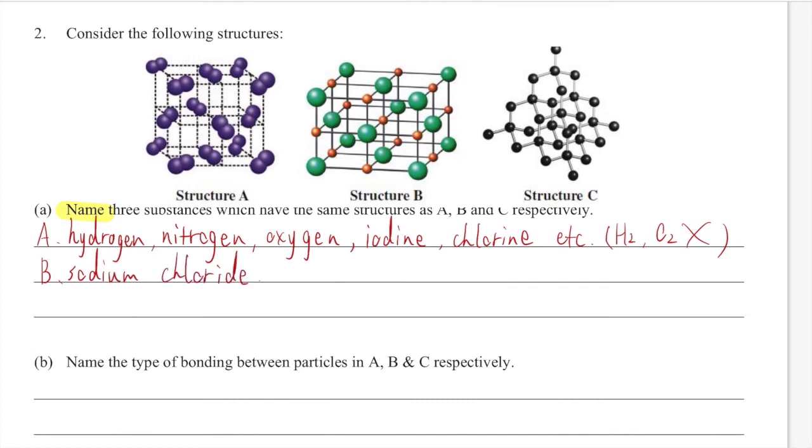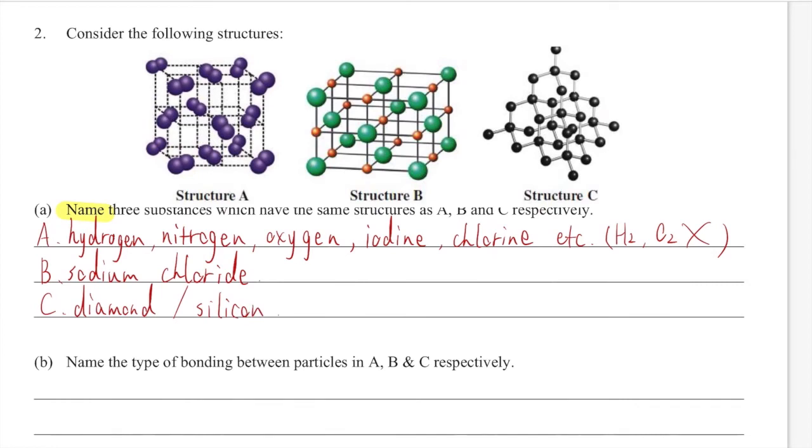Okay, then move on to C. For C, you can see again it has a giant structure, and it forms a tetrahedral shape for each small unit. So that's the structure that you have learned for diamond or silicon. Okay, so that's for part A.